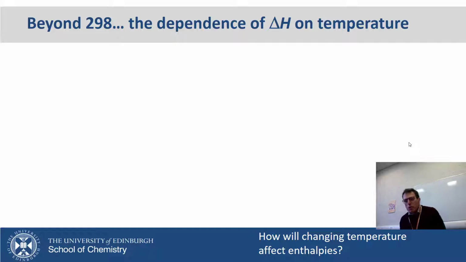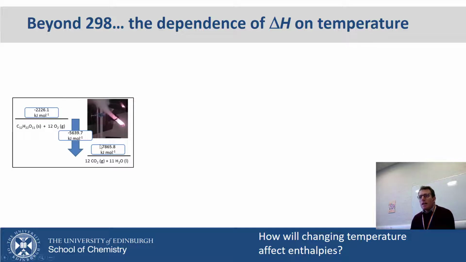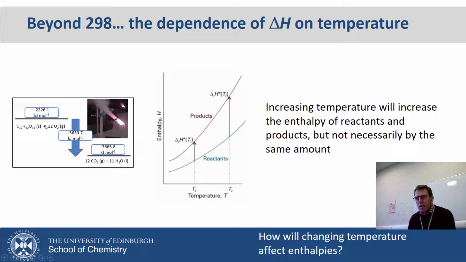Okay, so far we've been talking about 298 Kelvin, everything happening at standard temperature, standard conditions. But what happens when we change the temperature? When we change the temperature of a substance, how is that going to change its enthalpy? In our chemical reaction here, for example, we are going from reactants to products, and that will be at a particular temperature. So let's say that's a temperature T1.